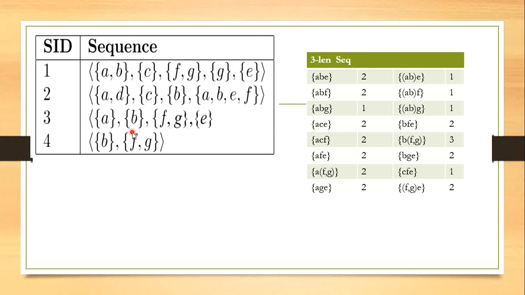Next, if you see here sequence 3, B is present in one transaction and FG are present in other transactions, and B is present before FG. Even the order of occurrence is also important. So this is contributing for the support of this sequence and this is also contributing for the support of this sequence. So the support of this sequence is 3.